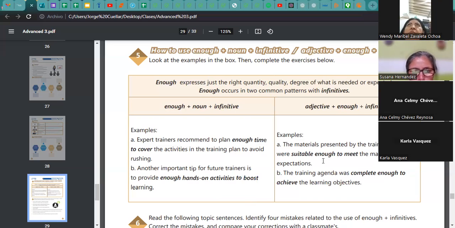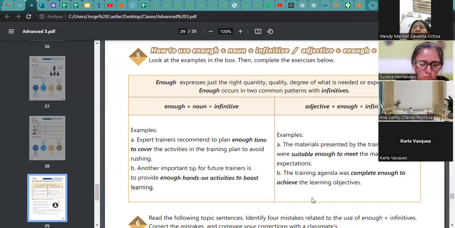Okay, so the other one, remember, is going to be first the adjective and then enough. And of course, at the end, the infinitive. So the materials presented by the trainer were suitable enough. Here, first is the adjective. Suitable enough to meet the manager's expectations. Or the training agenda was complete enough to achieve the learning objectives. So complete is first because it's an adjective. So that is it. Remember that we can use enough in other ways, but with the infinitive, it's going to be either with a noun or with an adjective.